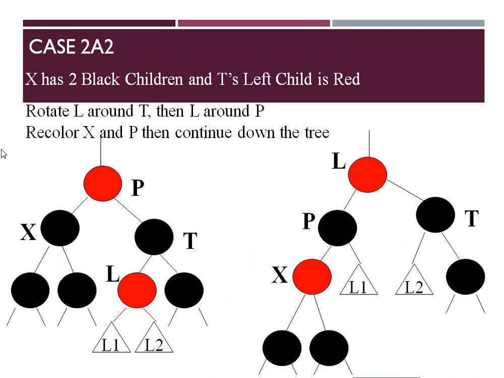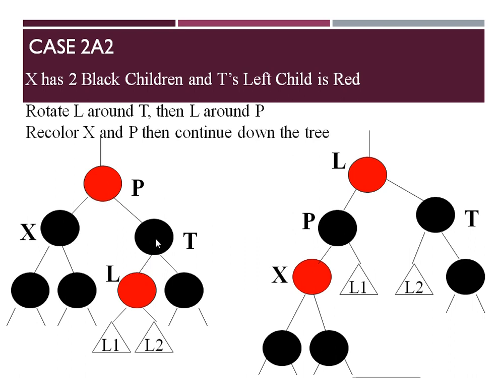In the second case where X has 2 black children and T's left child is red, look at the situation which is shown in the figure here. In this case you need to do some rotation. See, these are the null nodes. There is no value here but a null pointer. So rotate L around T. You need to rotate L around T and then L around P.